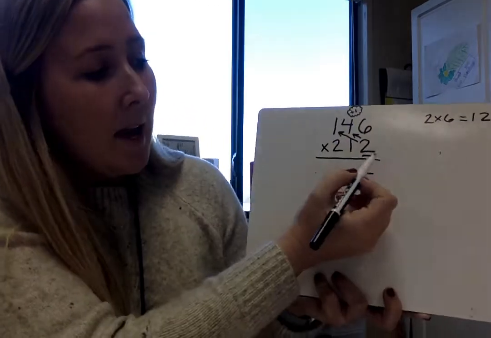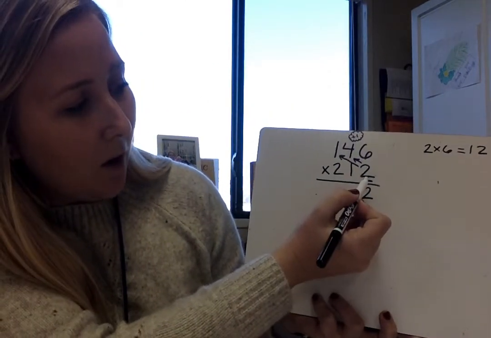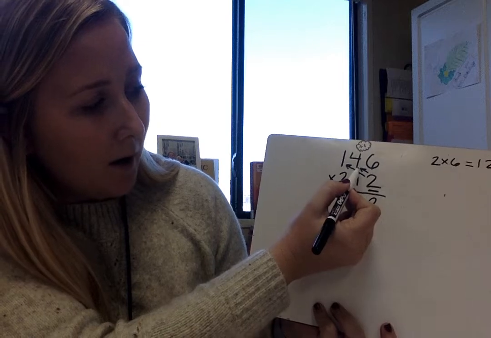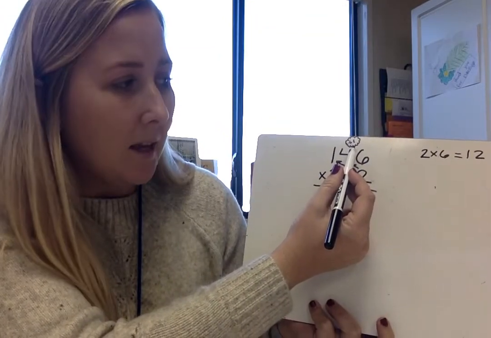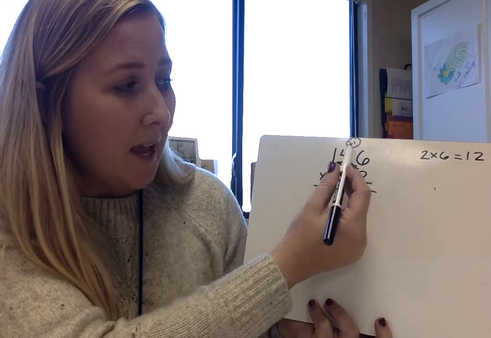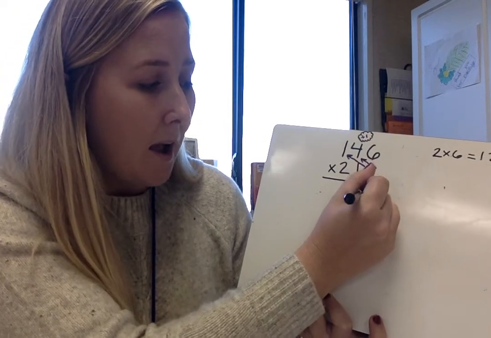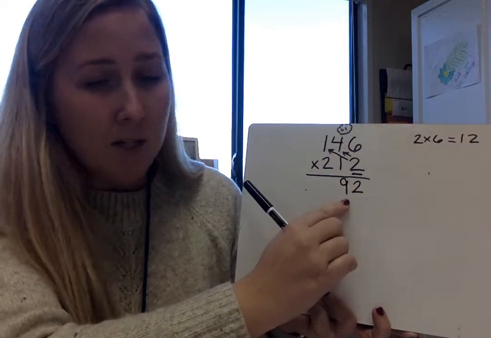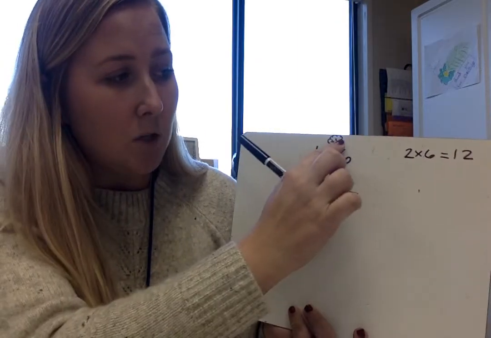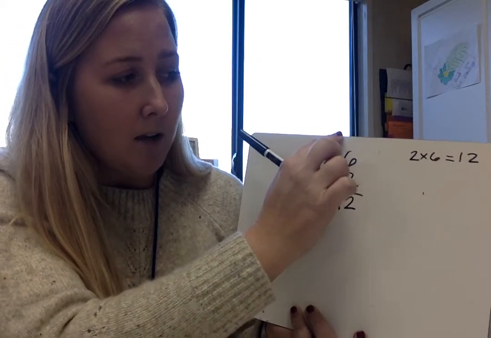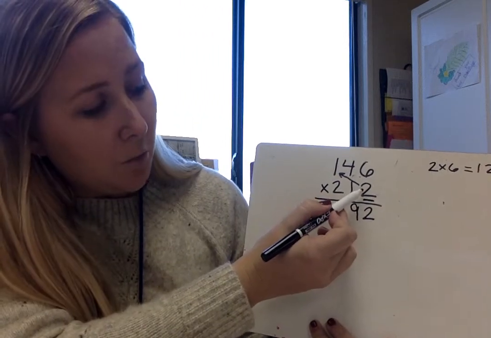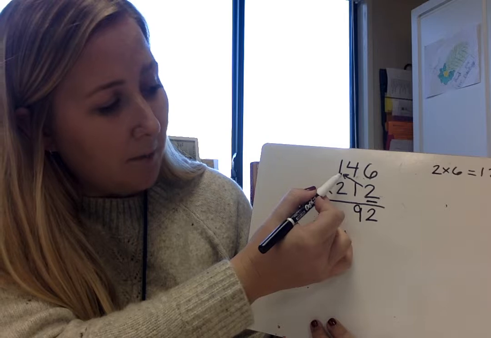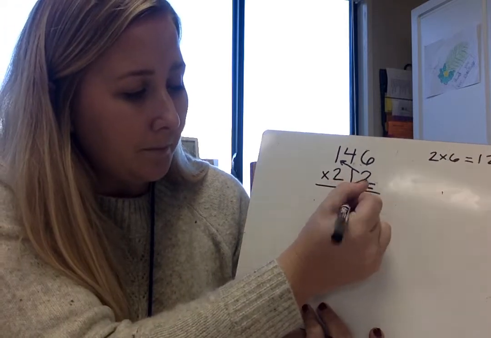I'm done. Now I'm still on the bottom ones place, and I go 2 times 4. 2 times 4 is 8, but I have to add this 1 in the clouds. 2 times 4 is 8 plus 1 is 9. I bring that 9 down to the tens place, and I get to erase on top. My final step for this first ones place on the bottom is 2 times 1 is 2.